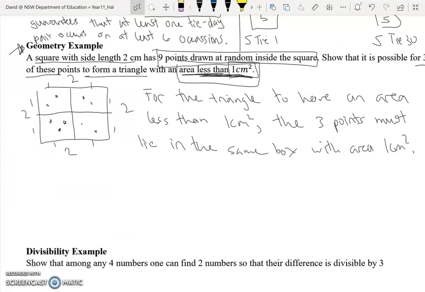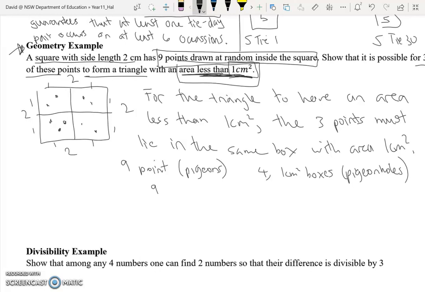Now let's move on. So the next thing I'd probably do is identify what's the pigeons and what's the pigeonholes. So the 9 points are going to be the pigeons. And the 4 1 square centimeter boxes are going to be the pigeonholes. And I do recommend for these geometry questions drawing a picture for the examiner to make it really clear what you're doing. It makes it clear.